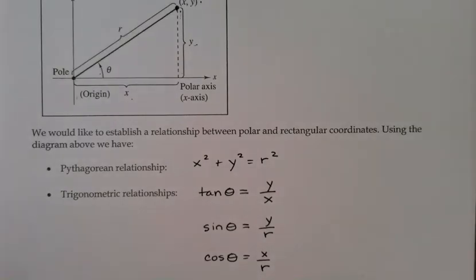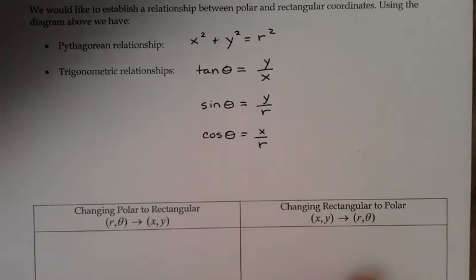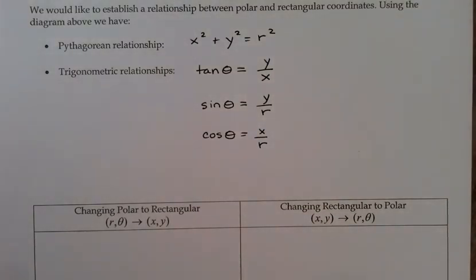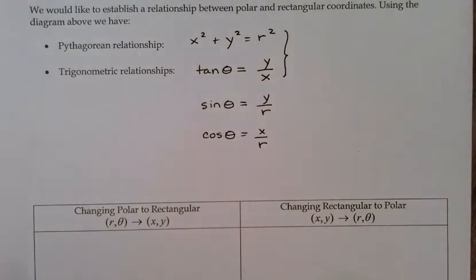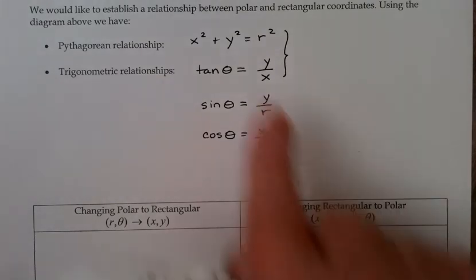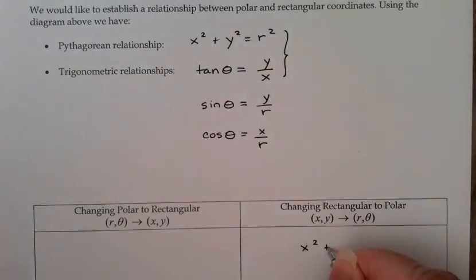Those 4 equations, which come right out of the geometry of the picture, will allow me to fairly easily convert back and forth between polar and rectangular coordinates. The first 2 equations are what I typically will use if I'm changing from rectangular to polar. So if I know x, y and I'm trying to find r and theta, I'll usually use the x squared plus y squared equals r squared, and the tangent theta equals y over x.